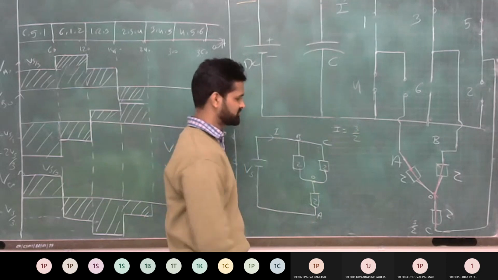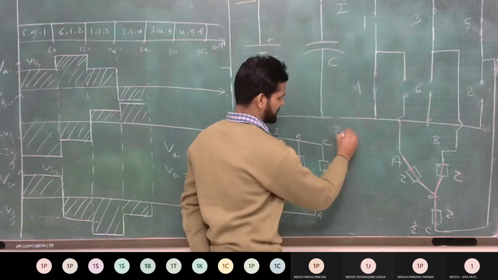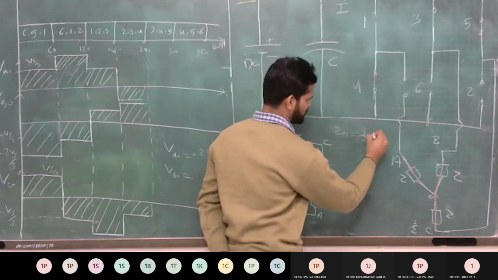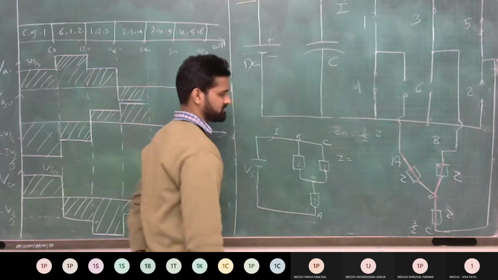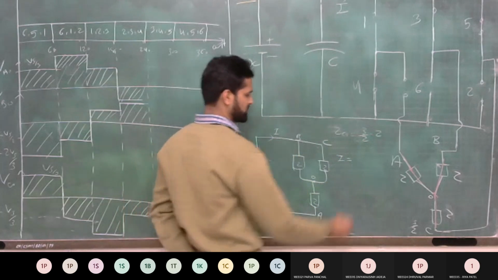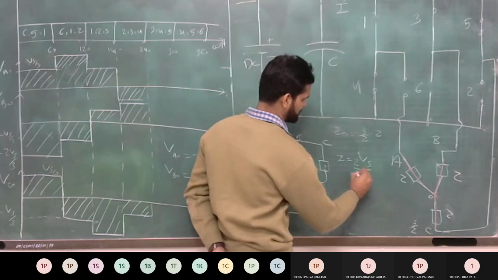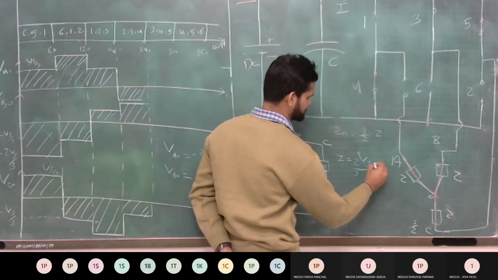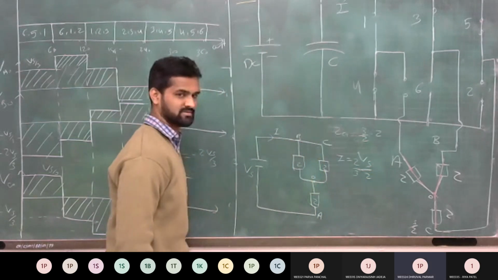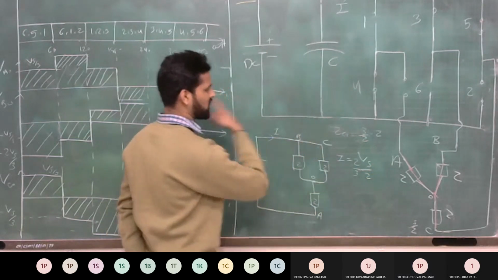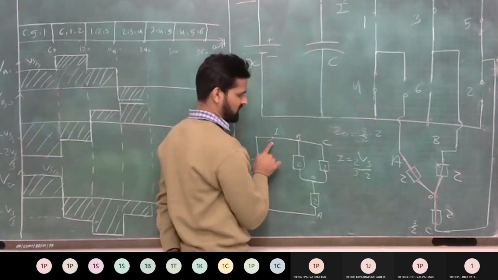Use the equation. Z equivalent is 3 by 2 into Z. I is equal to Vs divided by Z equivalent, so I is 2 by 3 Vs by Z. This is constant for all the steps. Clear? So don't calculate this value of I again and again.